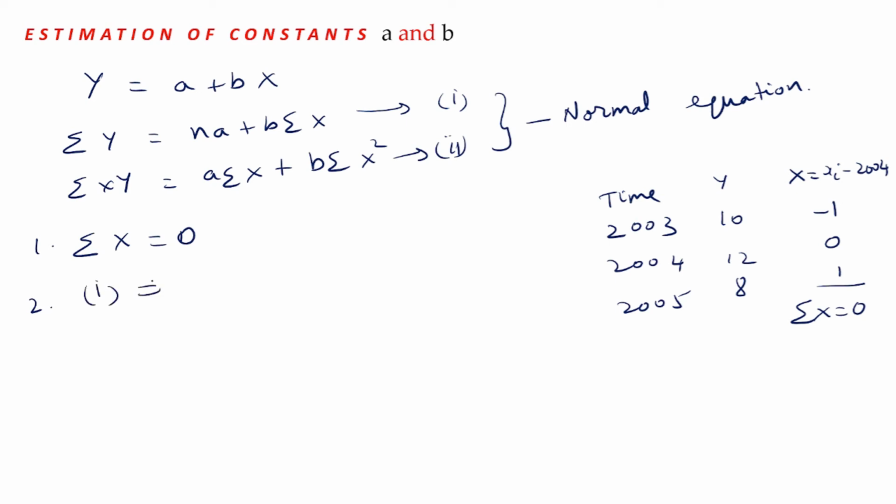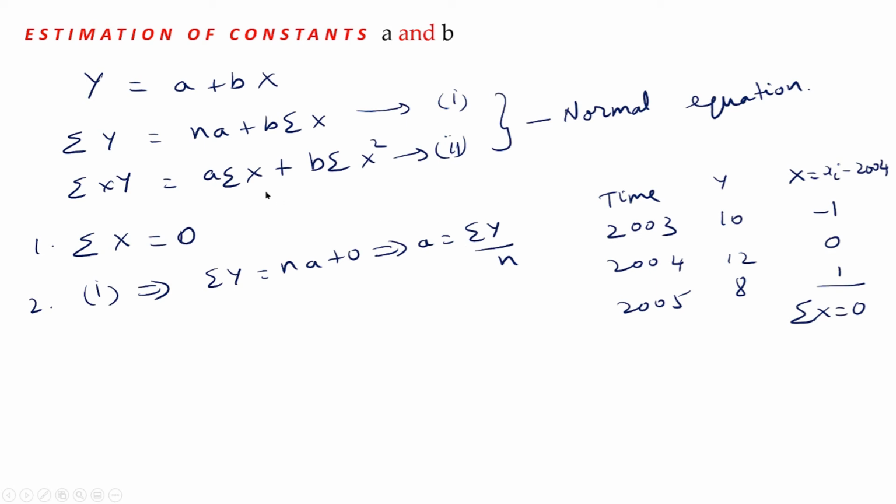So 1 implies summation y is equal to na plus 0. From this we get a as summation y by n. Now we can find summation y, and n is the number of observations. Now we can find a. So that is the first way in which we can find a.